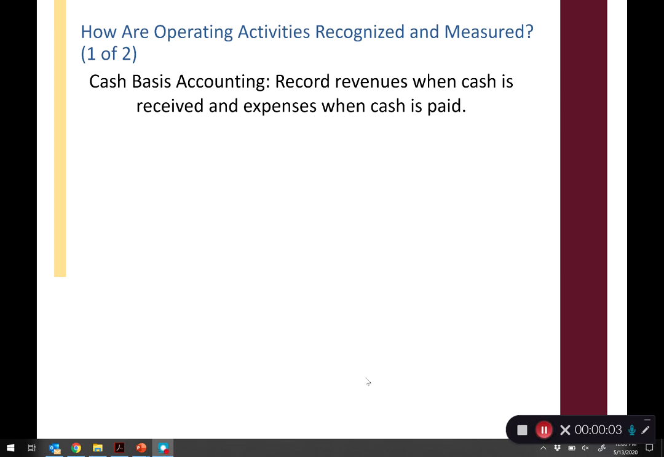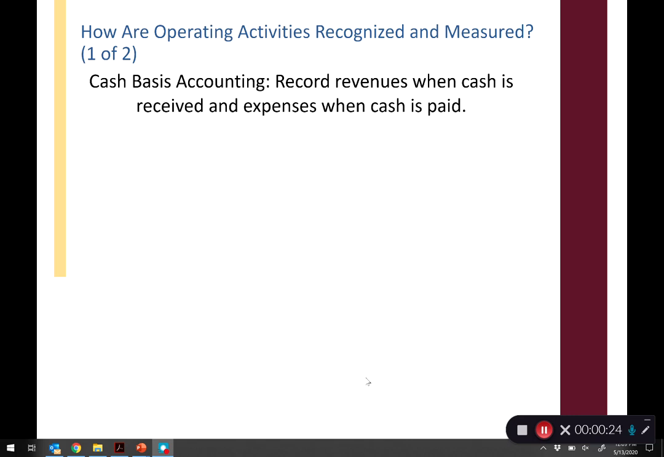One of the main issues that I told you may struggle with in this chapter is the concept of revenue being recognized when earned, not necessarily when we receive the cash, and expenses being recognized when used, not necessarily when paid. So let's take a minute to talk about the difference between cash basis accounting, where it's all about the money, and accrual basis accounting.